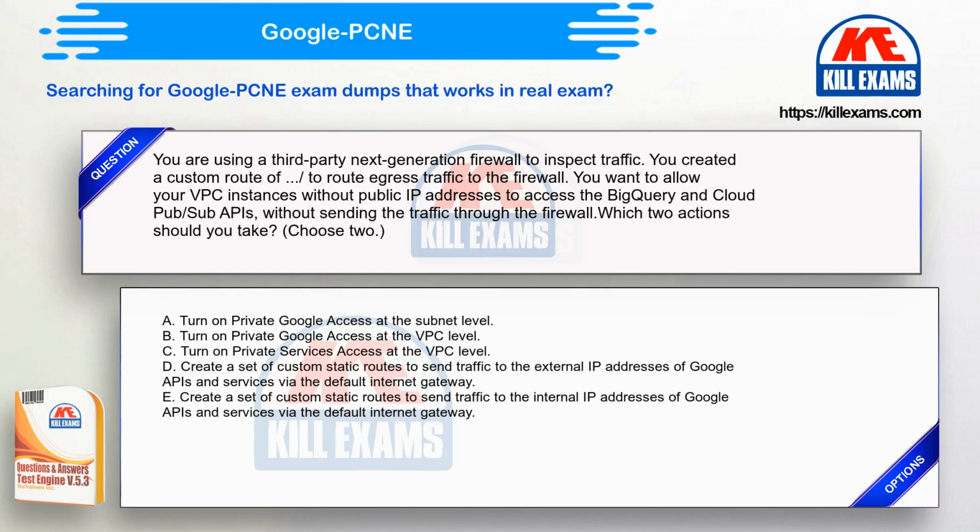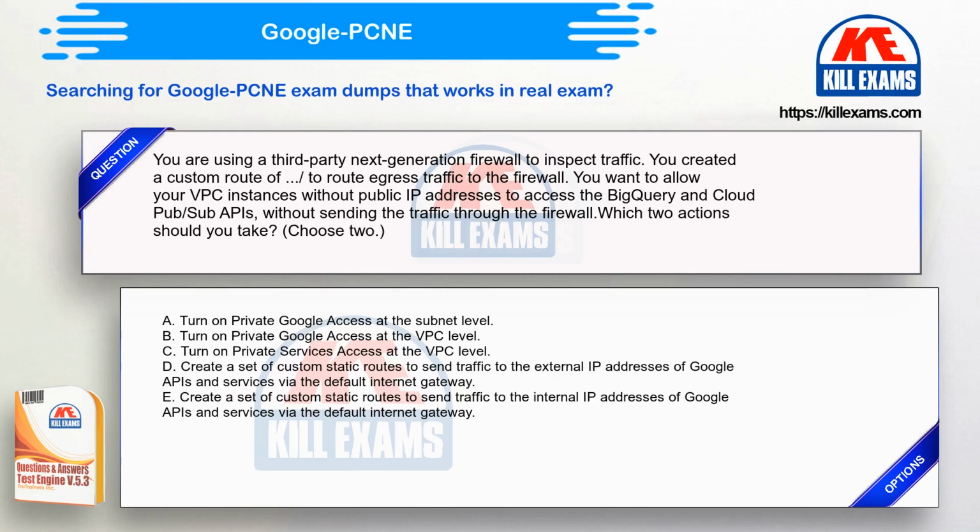Question: you are using a third-party next-generation firewall to inspect traffic. You created a custom route to route egress traffic to the firewall. You want to allow your VPC instances without public IP addresses to access the BigQuery and Cloud Pub/Sub APIs, without sending the traffic through the firewall. Which two actions should you take?